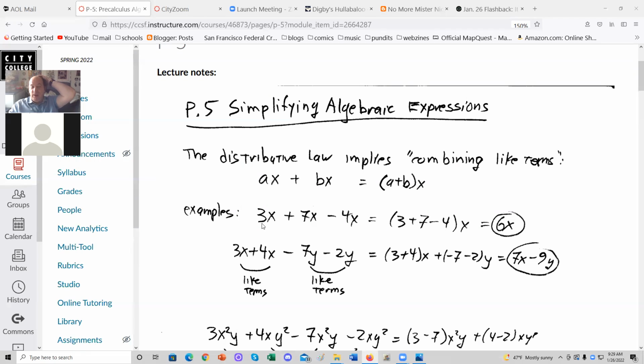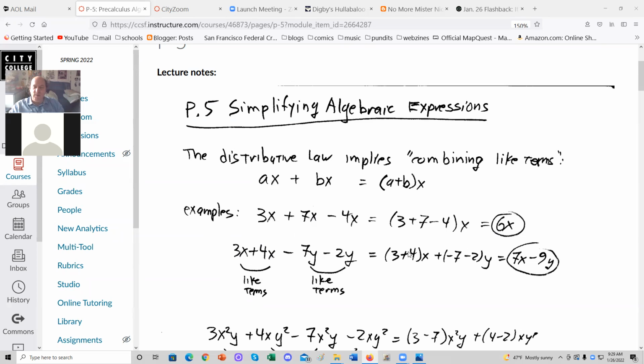So for example, 3x + 7x - 4x, you remove a common factor of x, and that'll be x times (3 + 7 - 4), which simplifies to 6x. That combines those terms. Here we have 3x + 4y - 7x - 2y. These two are like terms because they have the same variable x. Minus 7y minus 2y, these are like terms because of the same variable y.